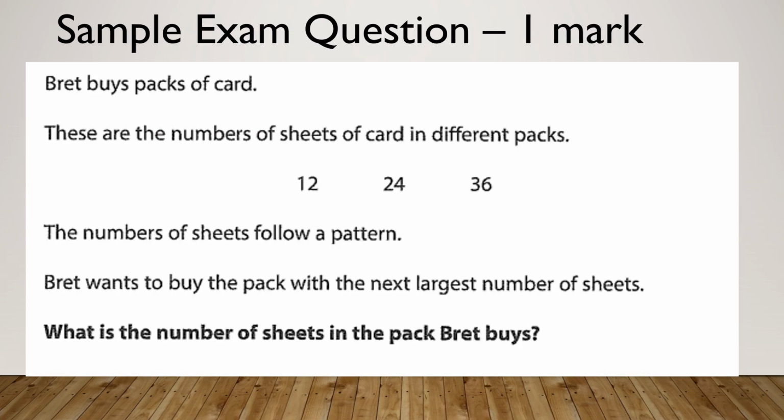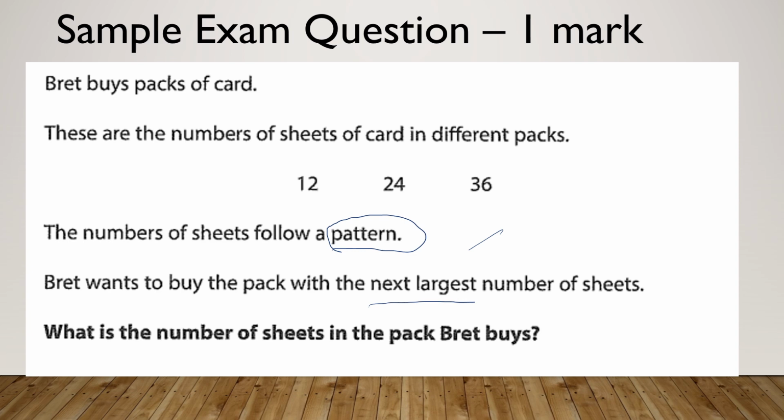So Brett buys a pack of cards. These are the numbers of sheets of cards in different packs: 12, 24, 36. The number of sheets follows a pattern. This is an important word. In Entry 3, sequences are often called patterns. That's the key word you're looking out for. Brett wants to buy the pack with the next largest number of sheets. What is the number of sheets Brett buys?